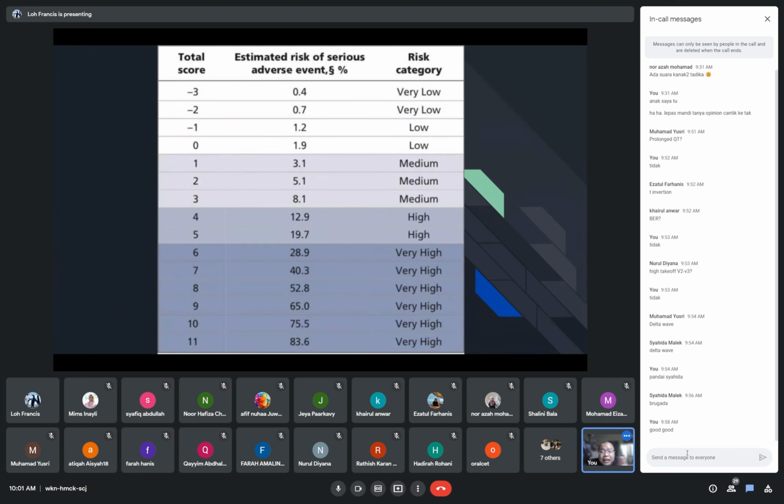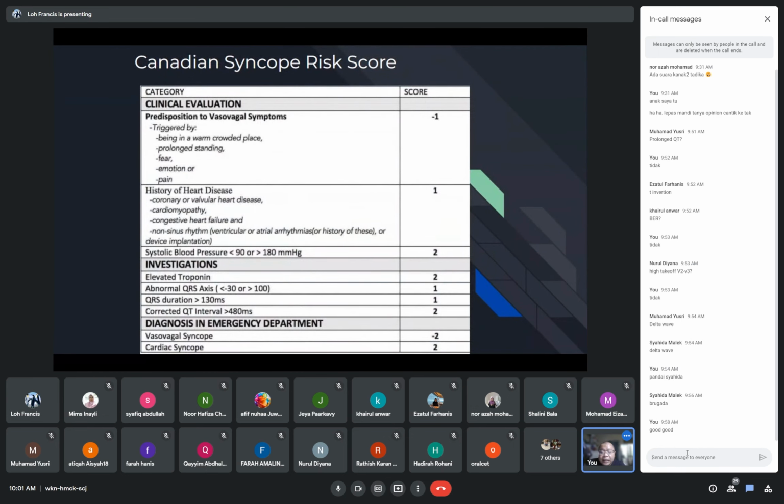So berbalik kepada slide score tu. Yang ni diagnosis emergency department is your diagnosis based on patient punya history and presentation. Dia just kira macam independent score. Yang clinical evaluation ni very objective, sebab semua ni memang tak boleh nak tolak dah. Dia very objective macam predisposition to vagal syncope, history of heart disease, investigation ni semua very objective punya scoring.